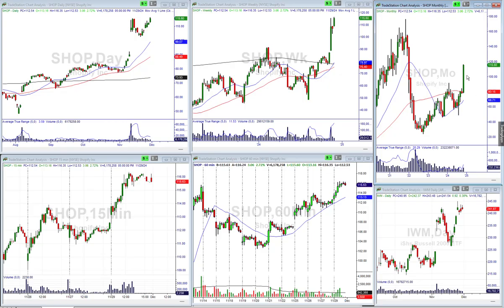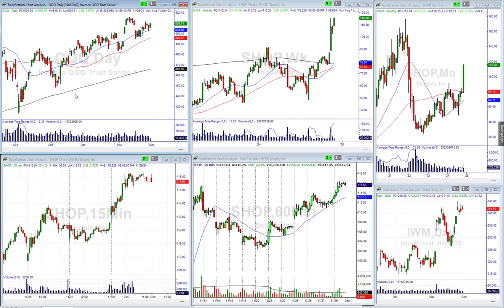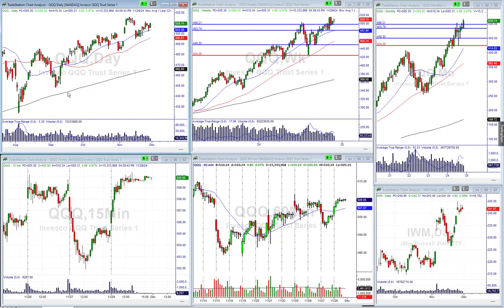SHOP is in, look at this monthly breakout right here. The monthly chart really tells us a lot also, but it's a little bit extended. Anyway, that's what I do: Market Surge for scanning, and then I transfer over to TradeStation and do my scanning, and that's how I do swing trading only. But there's not much really to talk about on the Qs.